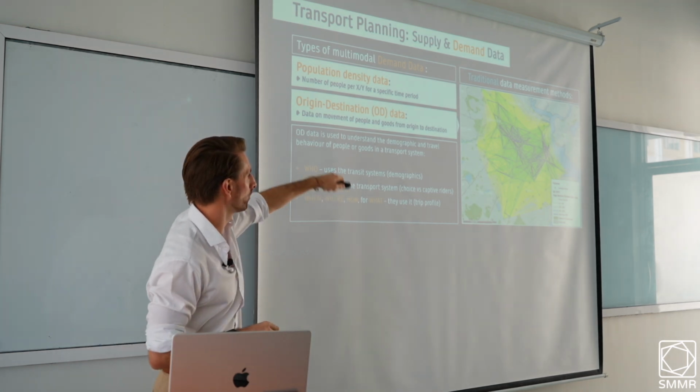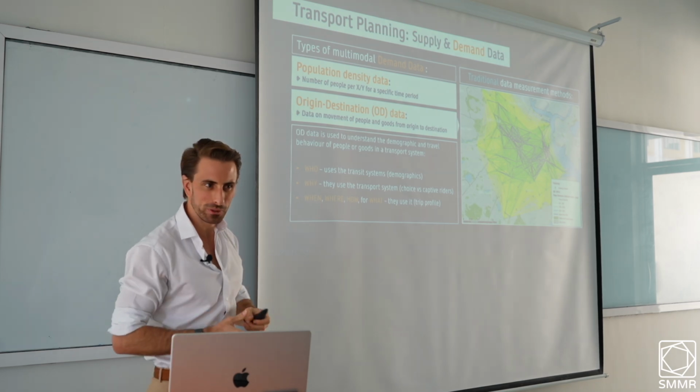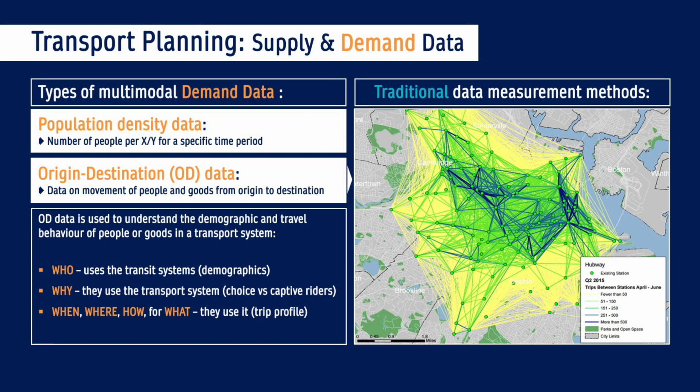We want to know more than just where people are going to and from. Ideally, we want to know who they are, if they're male, if they're female, what age they are, what mode of transport they used, where they are going, why they are doing this trip, and when or how often they do this trip.